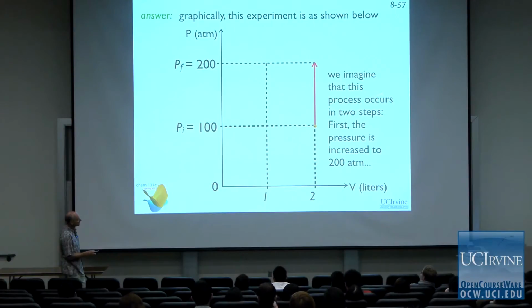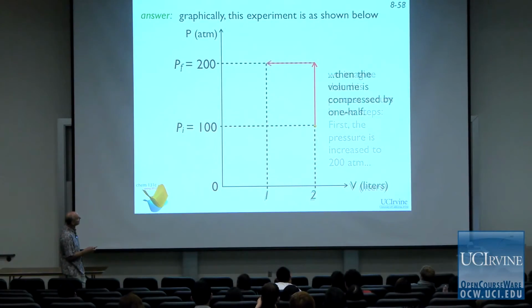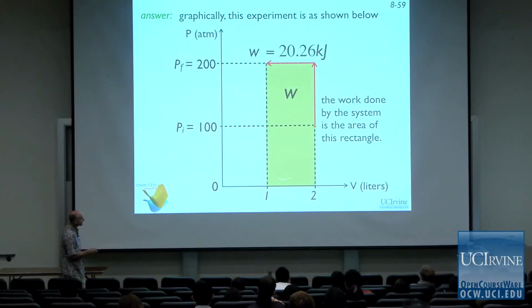We imagine that this process occurs in 2 steps. First, the pressure is increased to 200 ATM. Then, we compress at 200 ATM. That's the external pressure that we're acting against. This is the total work. You might think it's just this. No. Does that mean that it makes no difference what pressure we started at? Yes.